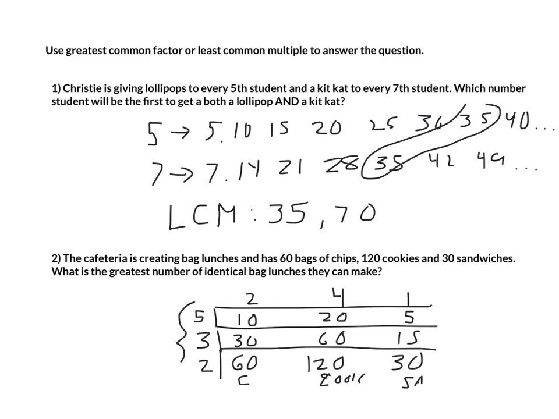So let me see what goes into all of them. This is a greatest common factor problem. I can make 30 bags, and each of those bags would have 2 chips, 4 cookies, and 1 sandwich in each one.